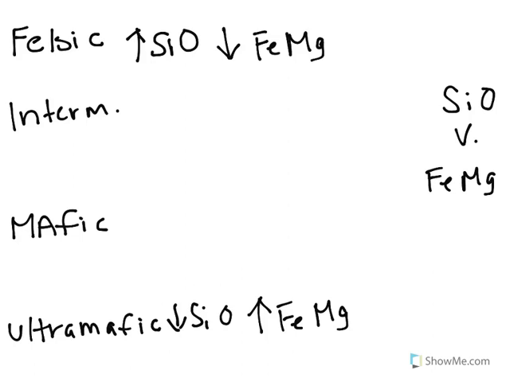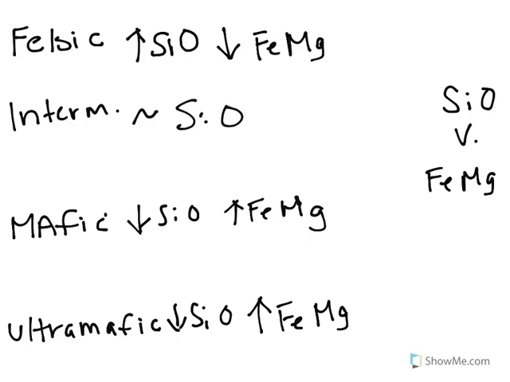Now, our mafic rocks are not quite as low in silica and oxygen as our ultramafic, but they are low. Okay, so they're going to be lower than our intermediate. So they're going to have low silica and oxygen and high iron and magnesium. And our intermediate, well, they're going to be almost equal, silica and oxygen and iron and magnesium. We're going to see when we get to the volcanic chapter that it's not quite equal, but it's going to be close enough for right now.